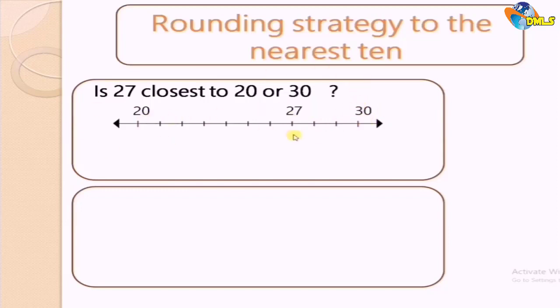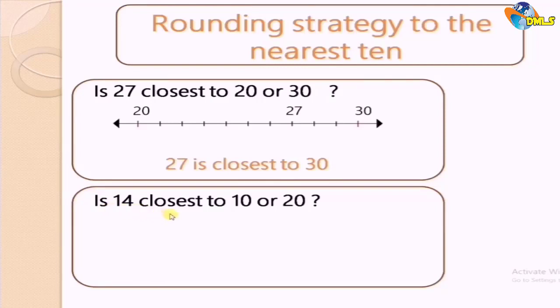After looking at the number line, will you choose 20 or 30? Yes, of course you will choose 30, because 27 is closest to 30. Here I have 27, which is closest to 30. So the answer is 27 is closest to 30. Let's take another example.